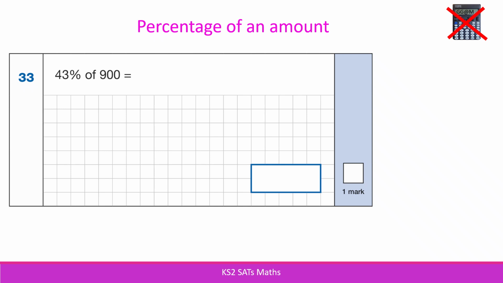This is a question on finding a percentage of an amount. We've got to work out 43% of 900. We've got to write the answer in this box here, and this will give you 1 mark in the exam.